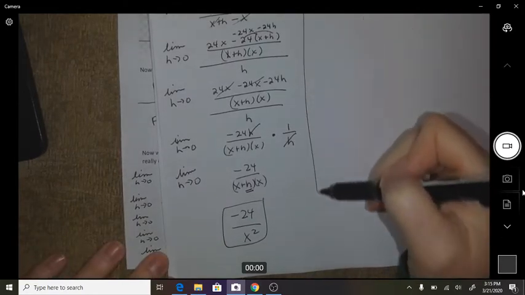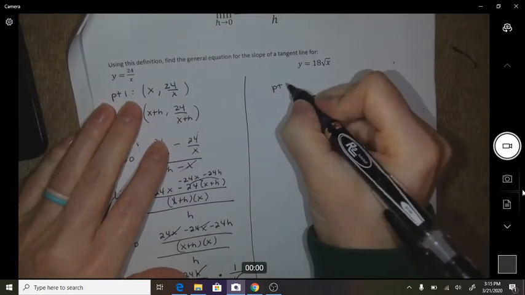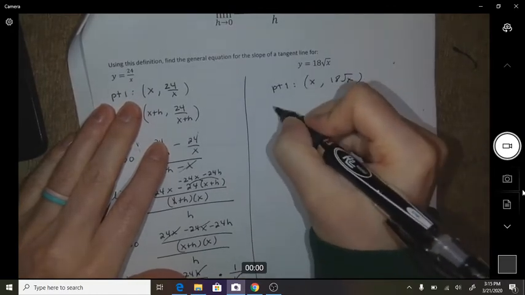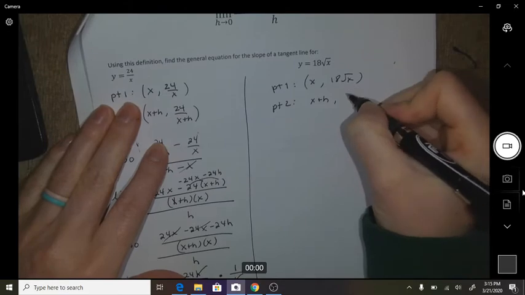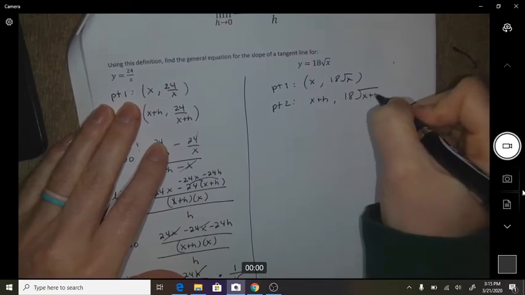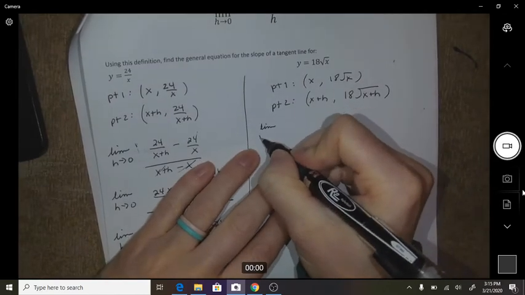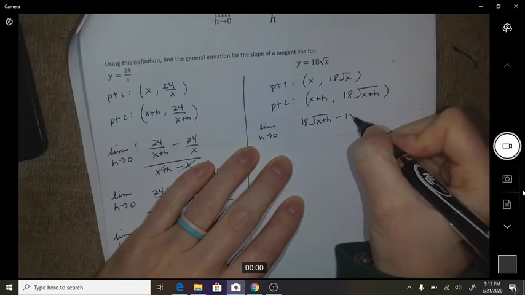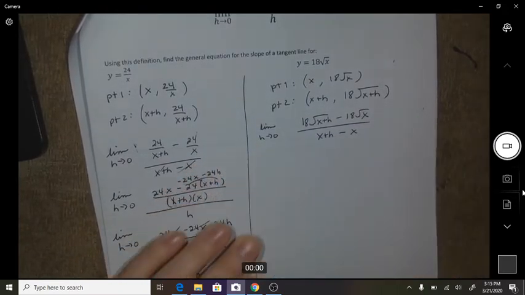That's my final answer, negative 24 over x squared. Okay, next one. Here's my point 1: x comma 18 root x. Point 2 is x plus h, 18 root x plus h. Okay, so my limit as h approaches 0 of y2 minus y1 over x2 minus x1.